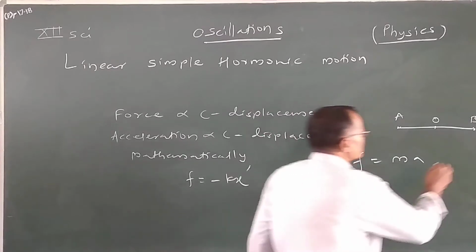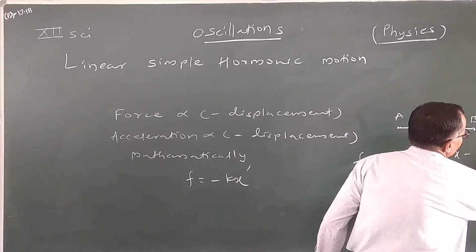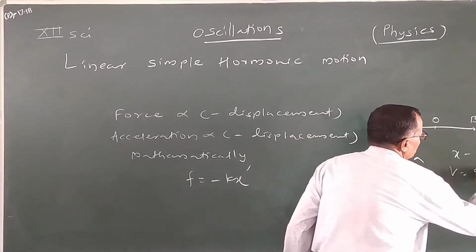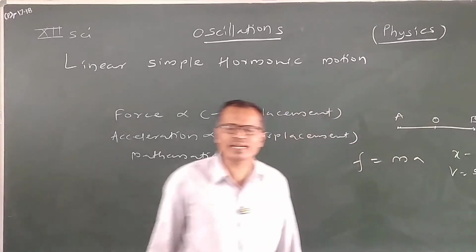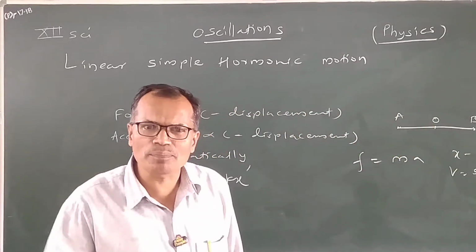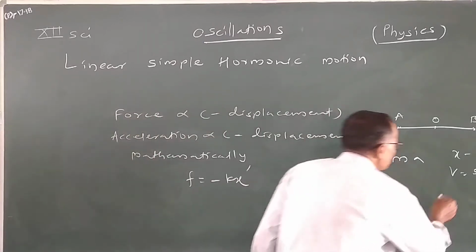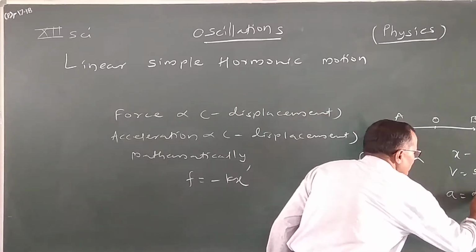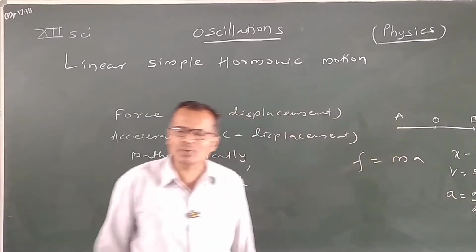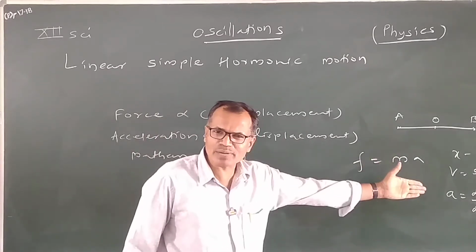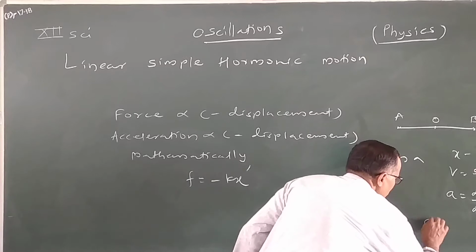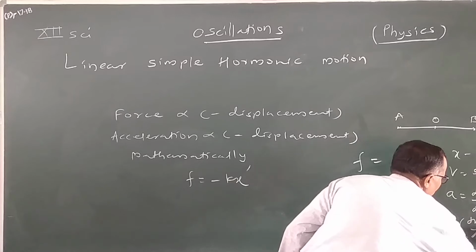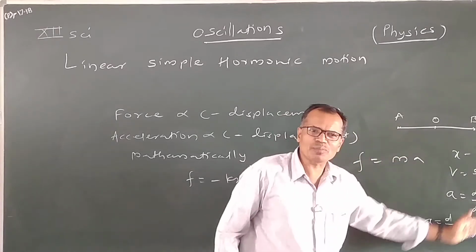Again, we know that x is the displacement. Then the velocity v is equal to dx by dt. Velocity means the rate of change of displacement. Again, the acceleration a is equal to dv by dt, the rate of change of velocity. But velocity means dx by dt. So this acceleration a is equal to d by dt of dx by dt, which will become d square x upon dt square.